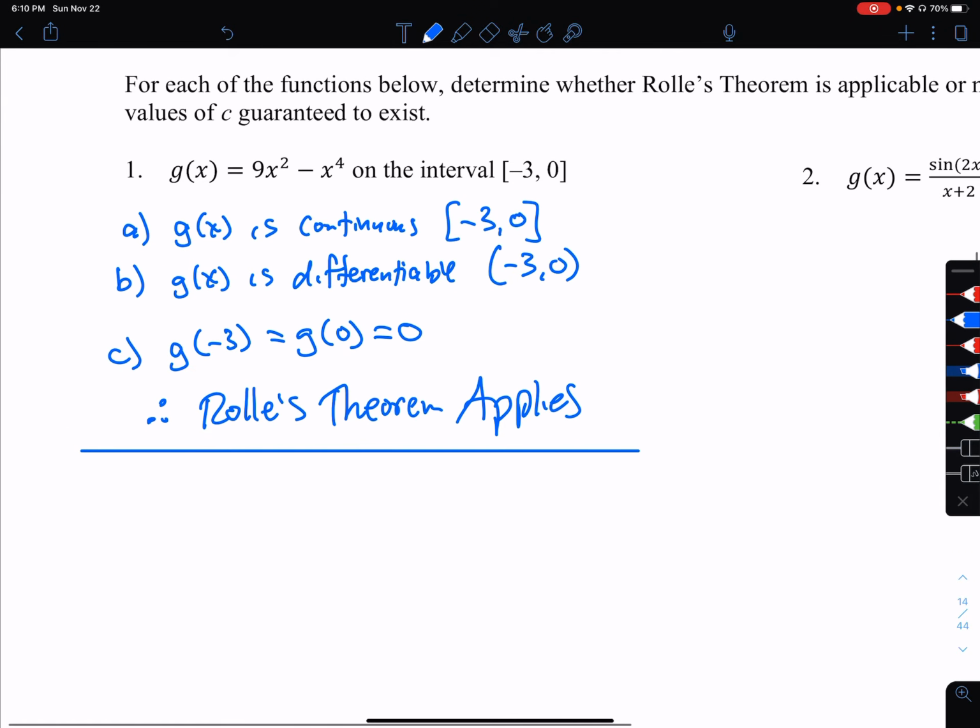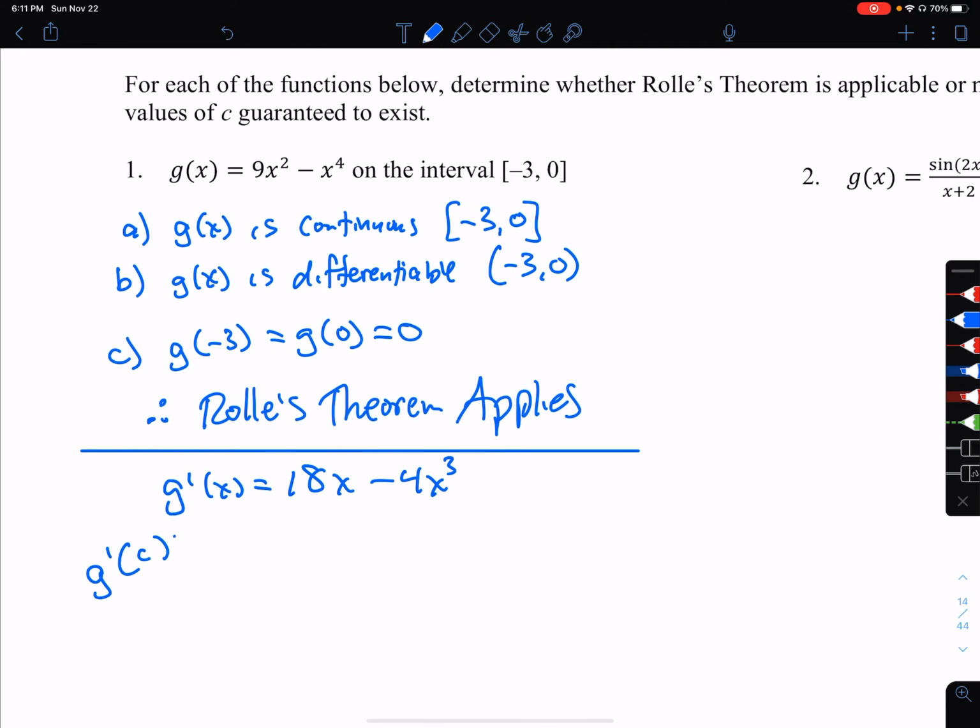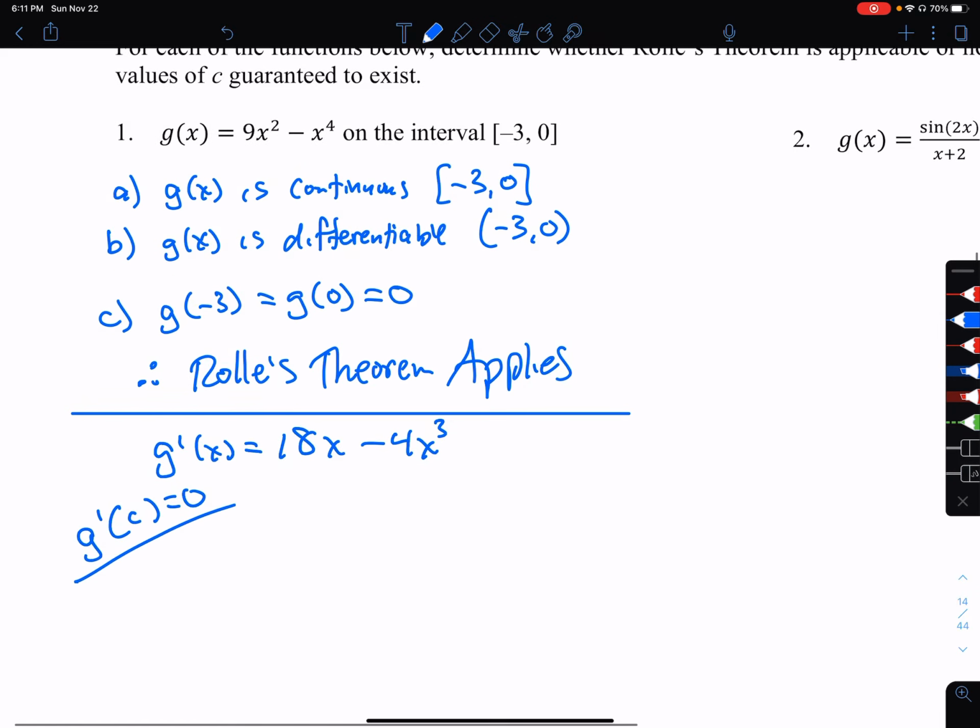And since it applies, let's find the value that we're looking for. Now you might get multiple values of c. That's cool, but we need the one that's between -3 and 0. So g prime of x is going to equal 18x minus 4x cubed. Just use the power rule twice. We need to know for what value of c would this be equal to 0. So I'm going to set this equal to 0, and I'm going to replace my x values with c.